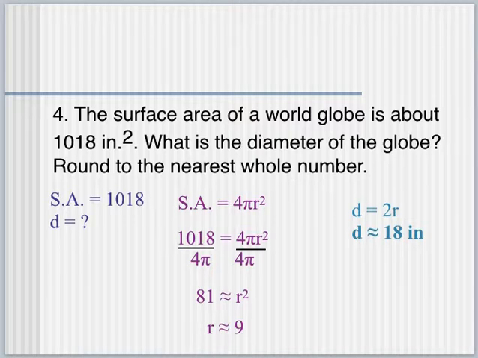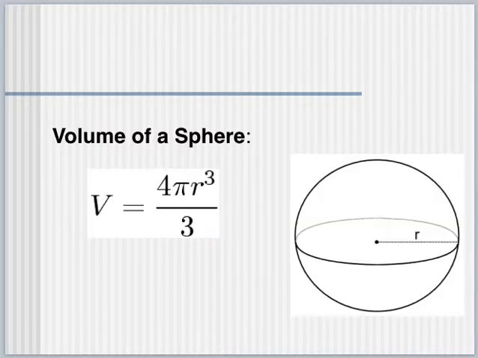All right, so that's everything you need to know about surface area. Let's talk about calculating the volume of a sphere. How much space is inside of that three-dimensional shape? Your formula for volume of a sphere is 4 pi r cubed all over 3. Notice how it's cubed, not squared, like surface area.